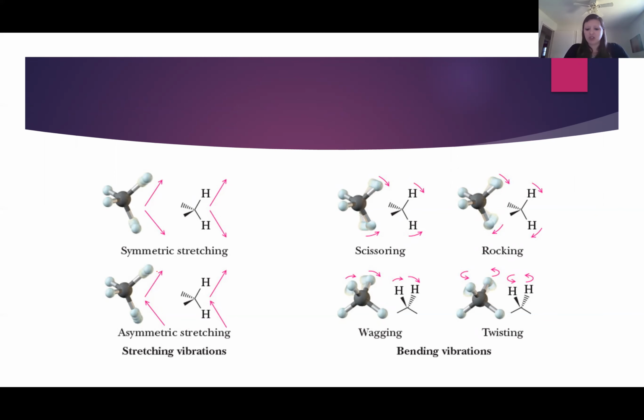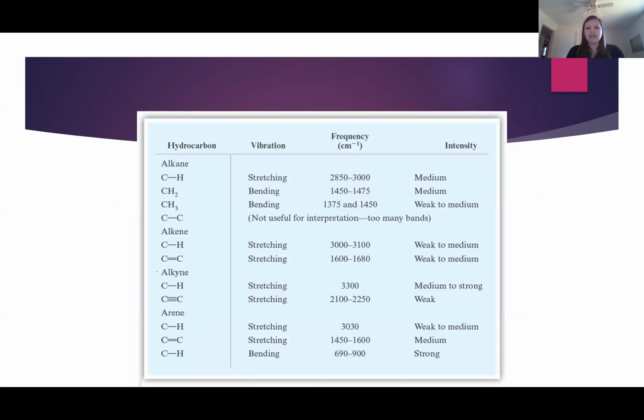These different vibrational states are what result in a different IR spectra for each molecule. Each functional group has characteristic vibrations at certain frequencies. So for example, you'll see these when we get to them in a few slides. Alkanes typically have peaks at 2850, 1450, and 1375.